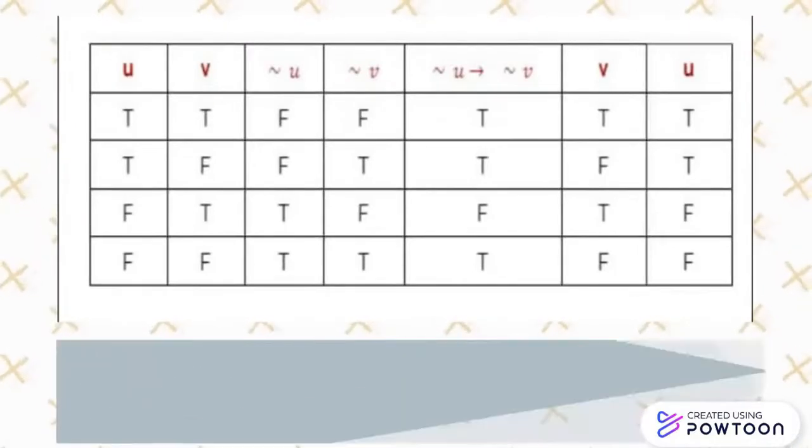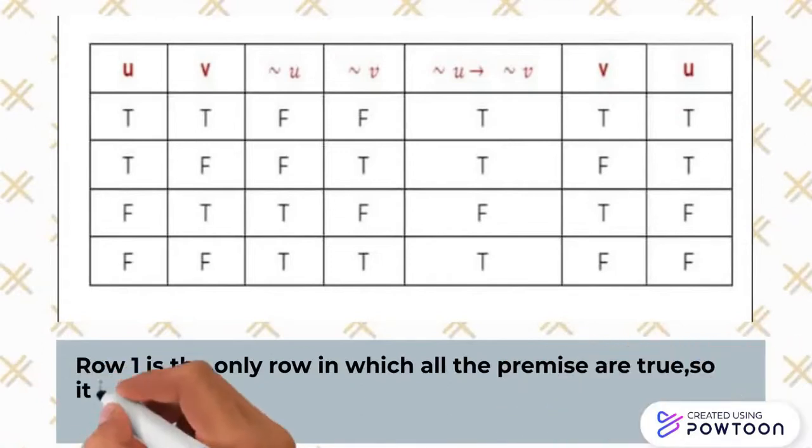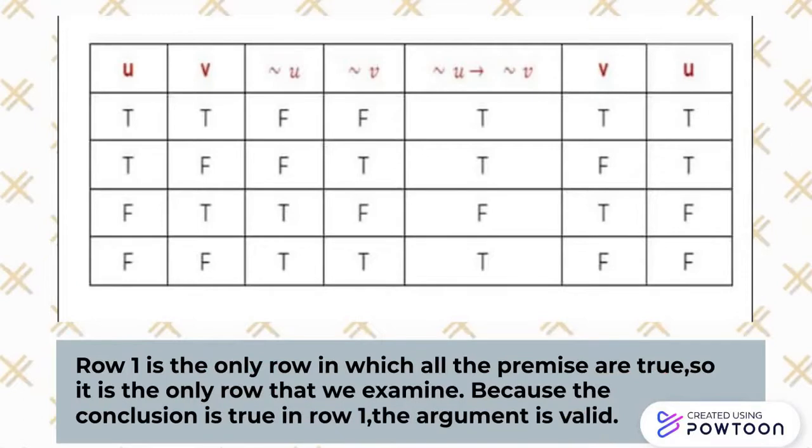The truth table shows the argument. So, row 1 is the only row in which all the premises are true. So, it is the only row that we examine because the conclusion is true in row 1. The argument is valid. Therefore, the Nichols argument is valid.